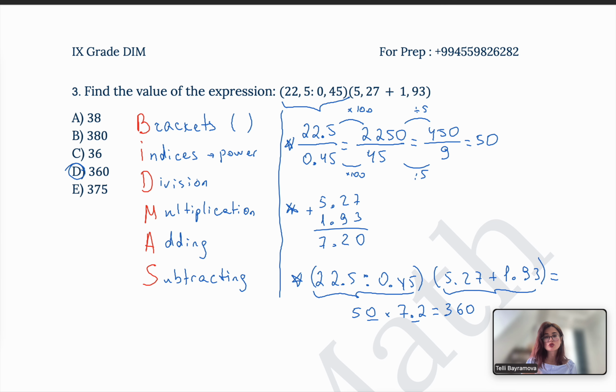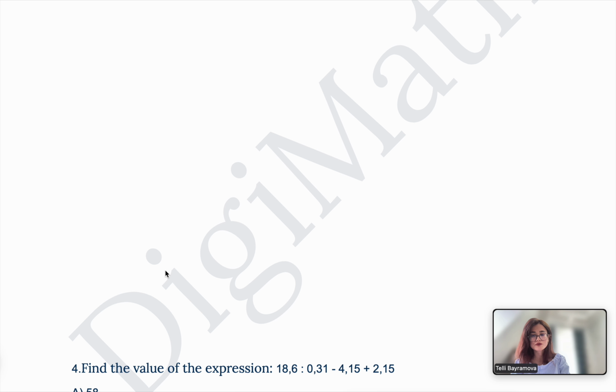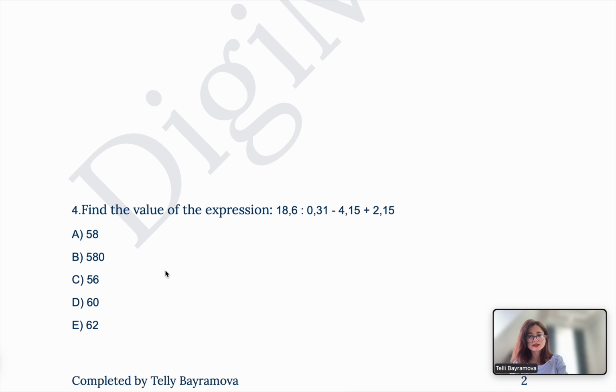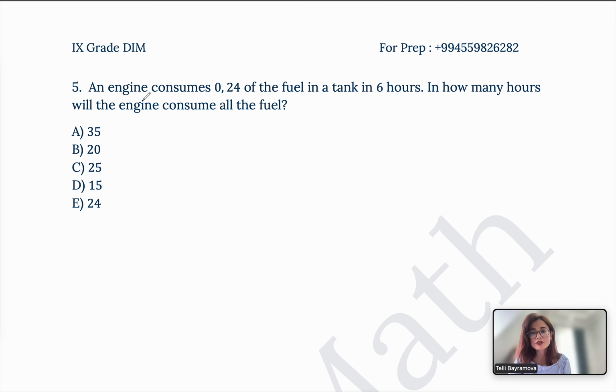Okay, guys. If you understand, try to solve question 4. If you didn't understand, just rewatch this question. Question 4 is easier than what I did, but it's again a calculation question and you need to solve it. Well, question 5: an engine consumes 0.24 of the fuel in the tank in 6 hours. In how many hours, I don't know, say x hours, will the engine consume all the fuel? What it did was 0.24 of it. So all the fuel will be 1, right?